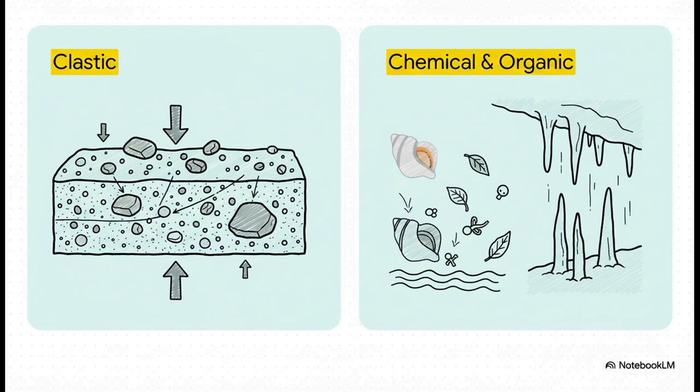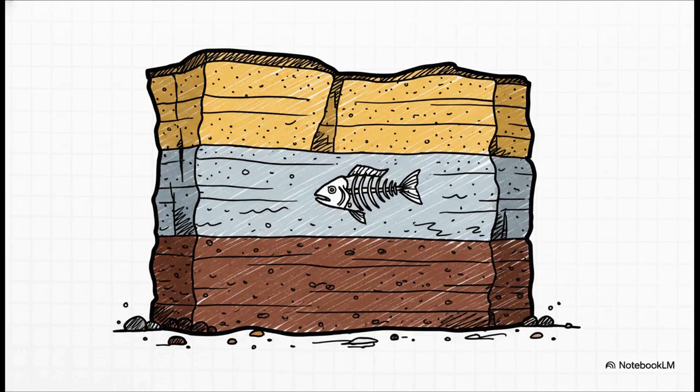Just try to picture it. These vast, ancient seabeds where countless shells and skeletons piled up to become limestone, or these super dense swamps that got buried and compressed into coal. The classic telltale feature of a sedimentary rock is its layers. They're called strata. And each one of those layers is like a page in Earth's history book, built up over thousands and thousands of years.